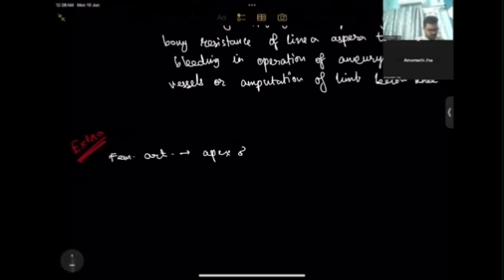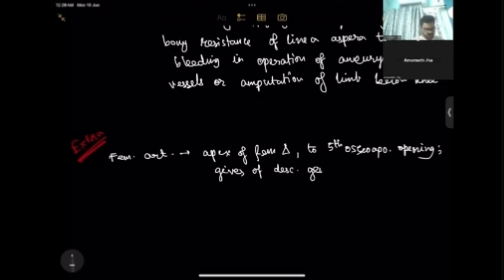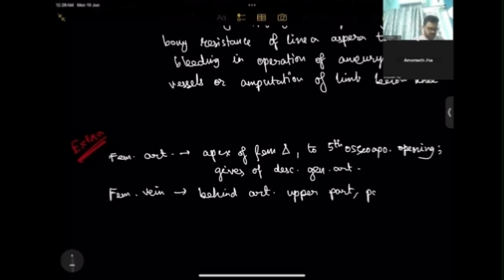Apex of the femoral triangle. I'm not drawing a triangle, I'm using short forms. To the fifth osseo-aponeurotic opening, it gives off the descending genicular artery. Femoral vein: these are just descriptions of the contents. If you have time, you might provide them; if you don't have time, don't. It lies behind the artery in the upper part, posterolaterally in the lower part.